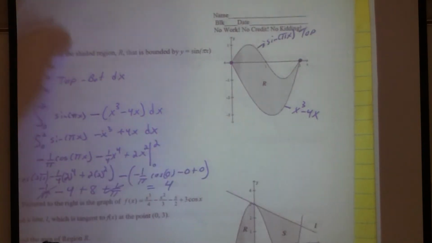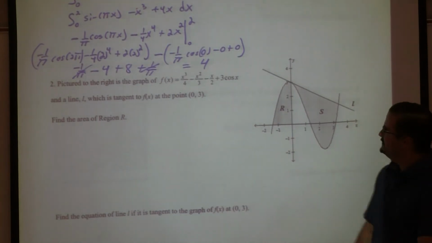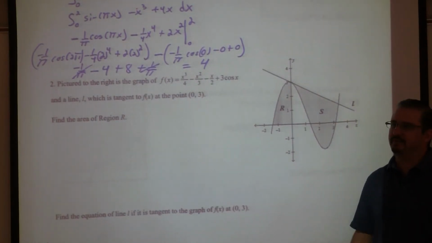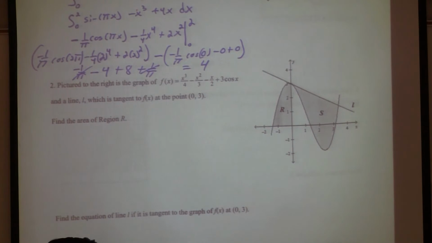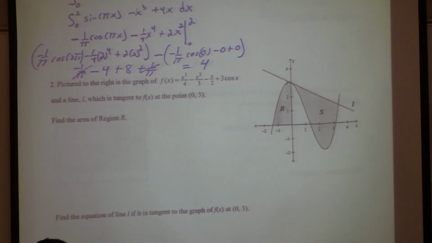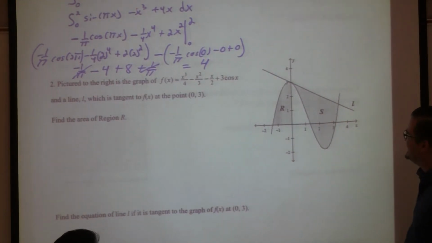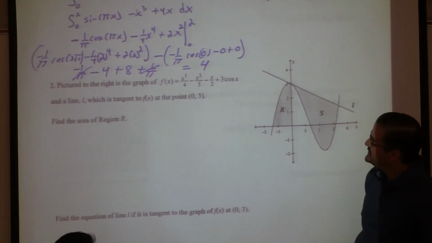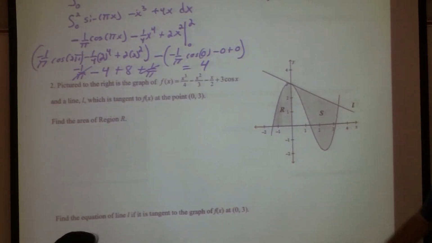Try another one? Yes? Let's see how far we can get on this one, and then we'll just stop there. You got 3.9999? Yeah. That's weird. Yeah, I also got that. Well, it's pretty close to 4, right? Alright, so let's check this one. Picture to the right is the graph of f of x. That's probably this curvy one, right? And a line L, which is tangent to f at the point 0, 3. Find the area of only region R.